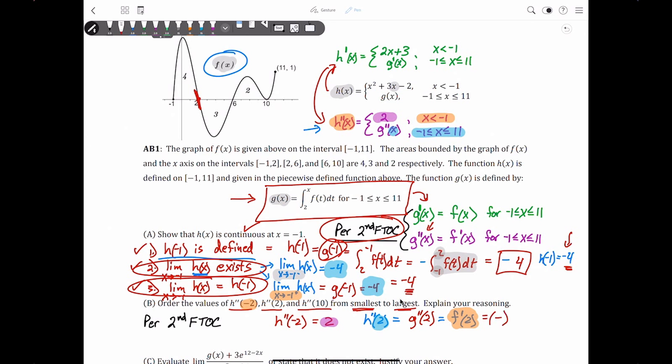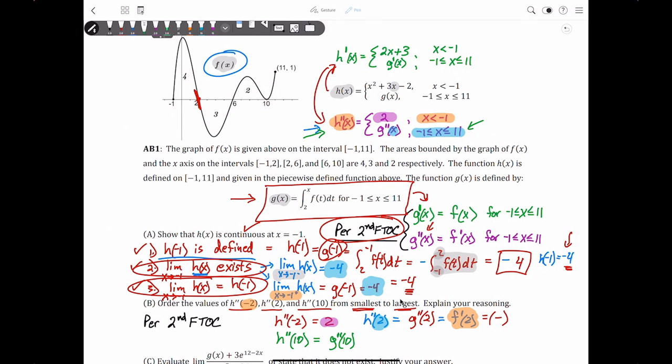Okay, and then last but not least, let's go ahead and find the value for h double prime at 10. So let's go through our steps again. We're going to use the h double prime. Because it's at 10, we know it lies in this second interval between -1 and 11. So this is the same as looking for g double prime at 10.